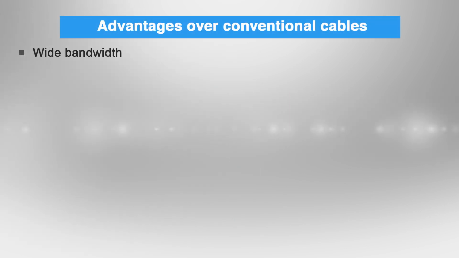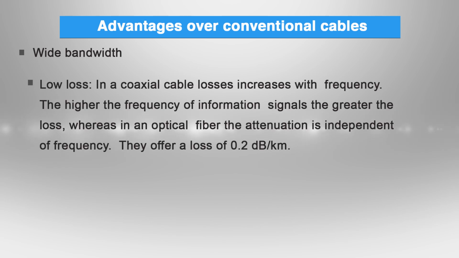Here are some advantages over conventional cables. First is wide bandwidth. Low loss. In a coaxial cable, losses increase with frequency. The higher the frequency of the information signal, the greater the loss. Whereas in an optical fiber, the attenuation is independent of frequency. They offer a loss of 0.2 dB per kilometer.